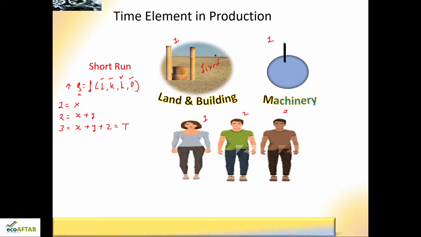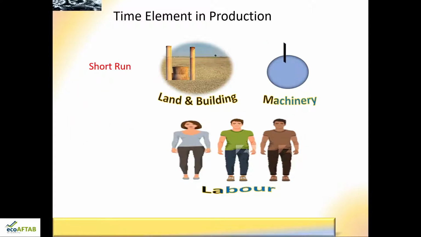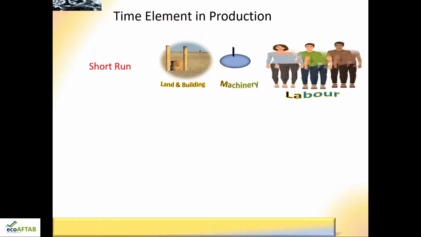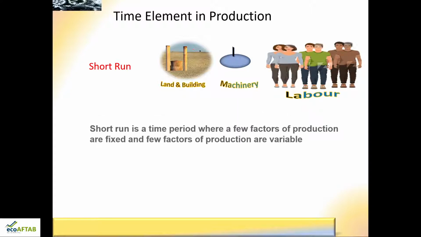So this is what is short run. So what do you understand in this short run, friends? Here few factors of production are fixed and few factors of production are variable. You can see here the labor is variable factor, whereas all other factors of production we have kept as fixed factors of production. So by definition you can see only the labor is increasing but other factors of production are constant. So short run means, short run is a time period where few factors of production are fixed and few factors of production are variable.